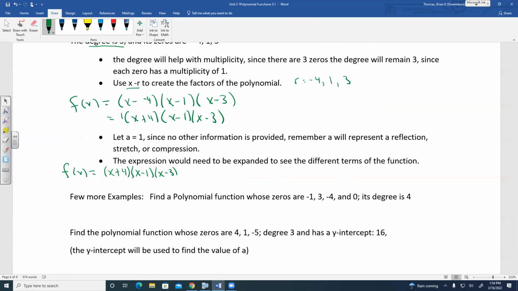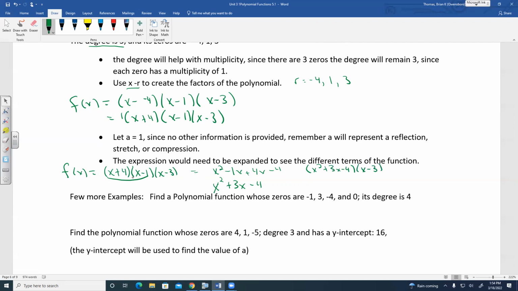But if you have to expand it out, we have to multiply this all out. So x plus 4 times x minus 1 would be x squared, because x times x is x squared. X times -1 is going to be -1x. Then 4 times x would be positive 4x, and 4 times -1 would be -4. So that's going to turn into x squared plus 3x minus 4. But we still have to multiply that times x minus 3.